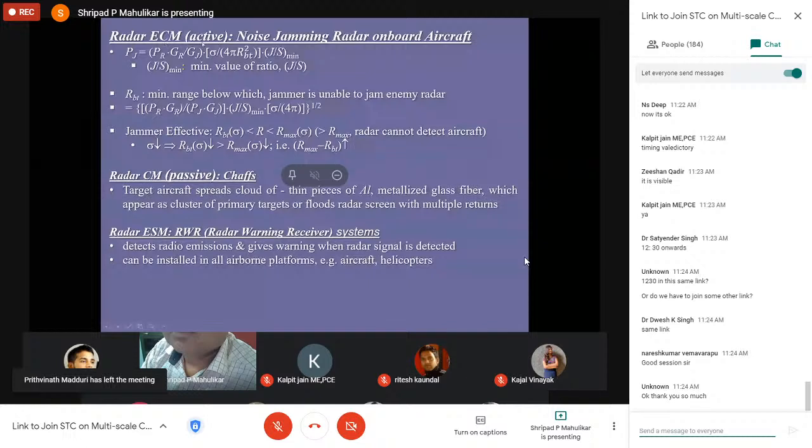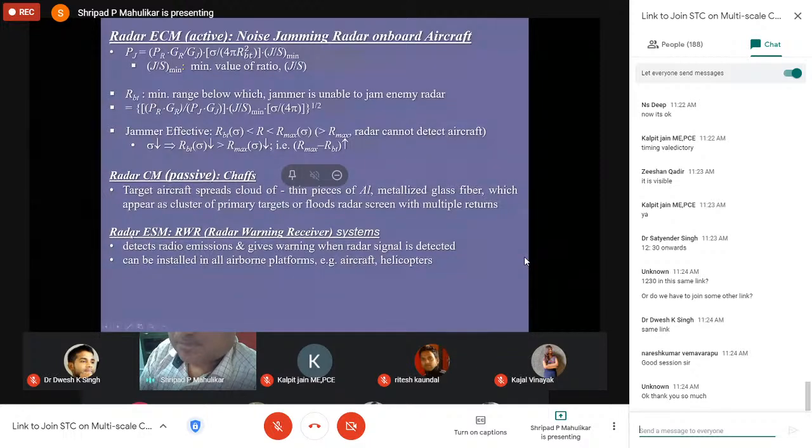So just as we have active ECM, active electronic countermeasure for radar, a noise jamming radar which is going to consume power, that makes it active. We also have passive radar countermeasure, and the best example is chaff. In the case of chaff, the target aircraft being targeted by the radar spreads a cloud of thin pieces of aluminum metallized glass fiber, which appear as a cluster of primary targets, or floods the radar screen with multiple returns.